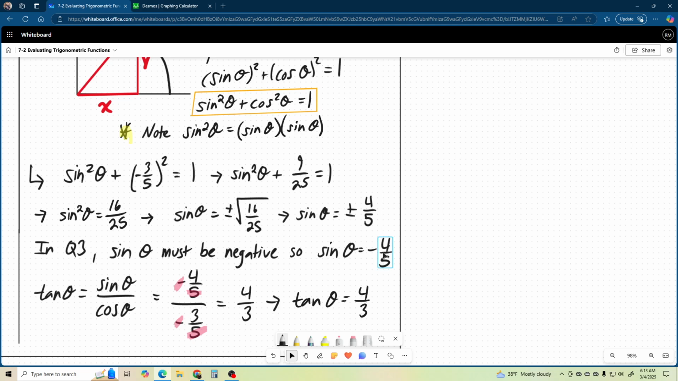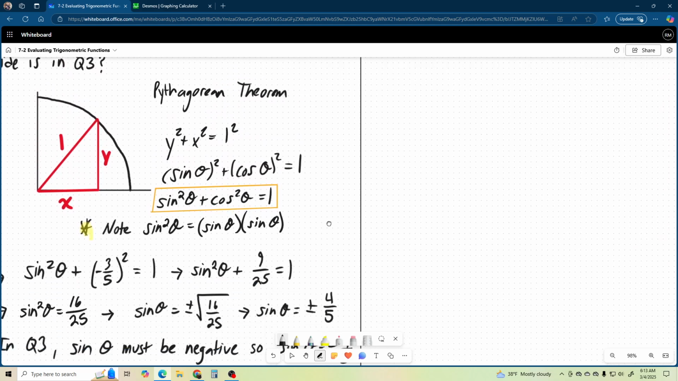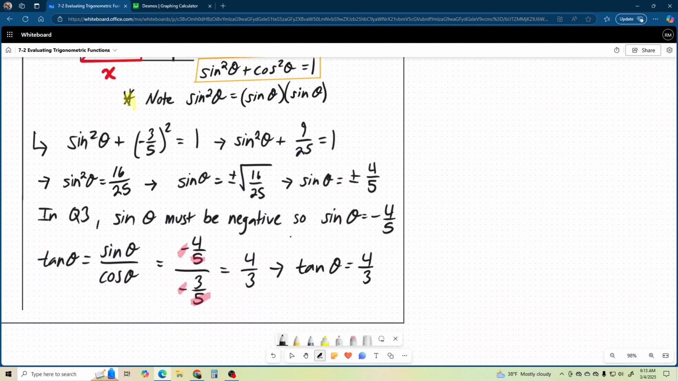And now to find the tangent, well, we know the cosine is -3/5, and now we know the sine is -4/5. So to find tangent, we're just going to have to do this really silly looking fraction here, right? So we're going to have sine theta, which is negative 4 over 5, and we're going to have cosine theta, which is negative 3 over 5. You'll notice that the negatives and the denominators will cancel, which will give us 4/3. So tangent of theta is 4/3, which means cotangent of theta is 3/4, right? Just as a fun little side fact.